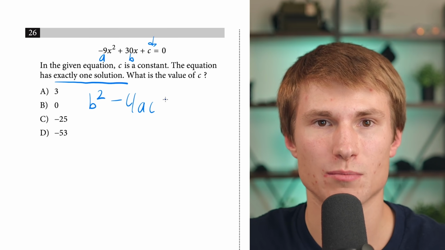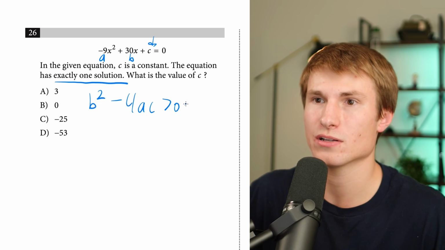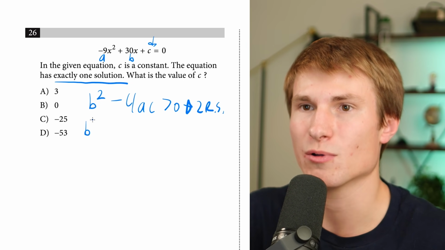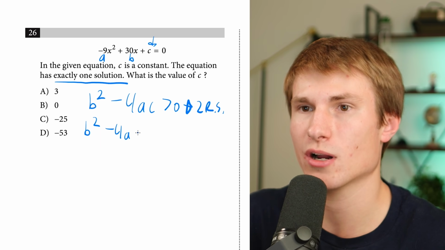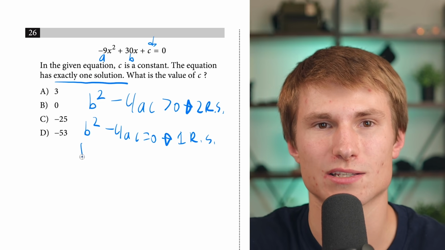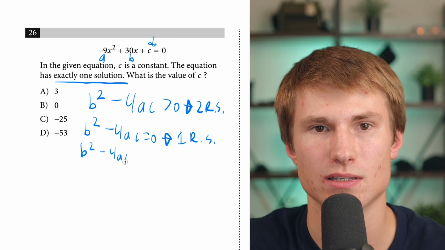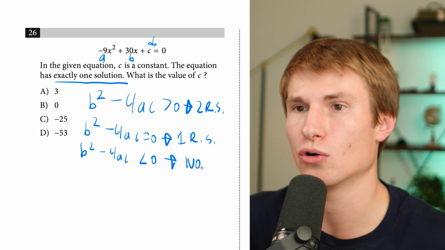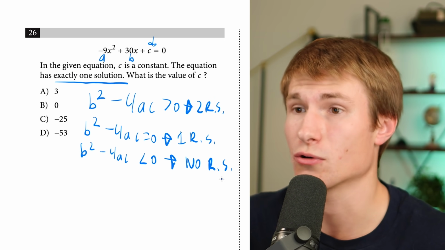Now, if b squared minus 4ac is greater than 0, then that means there are two real solutions. In this case, we want one real solution. So when b squared minus 4ac is equal to 0, that's when we get one real solution. Now, there is a third case, which is where b squared minus 4ac is less than 0. In that case, there are no real solutions, or in other words, there are 0 real solutions.